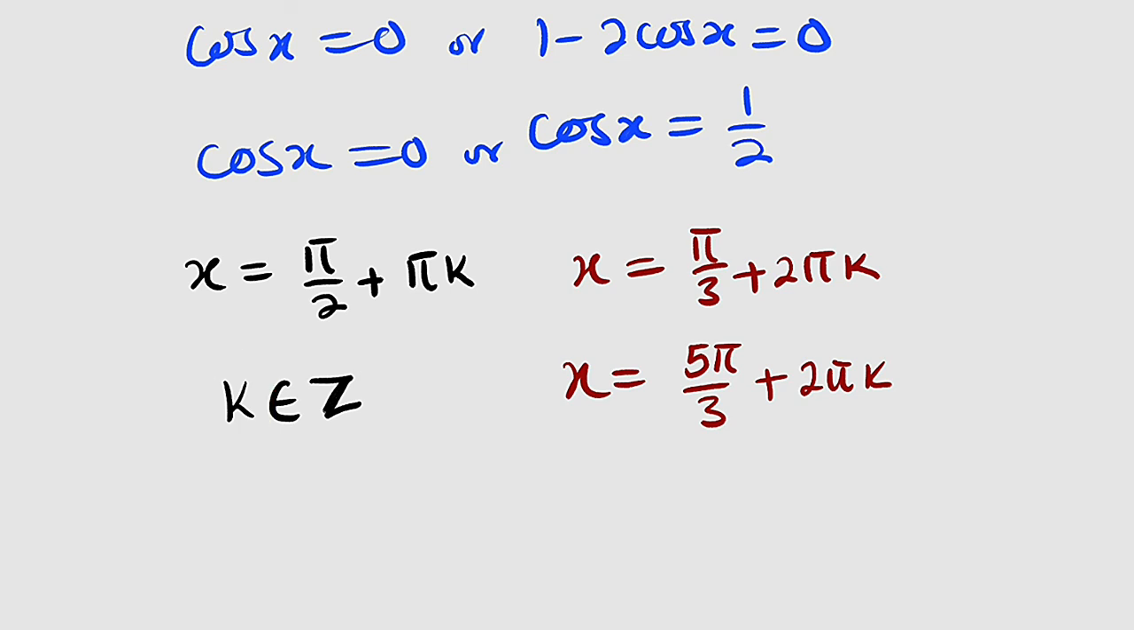So these are the three solutions we obtained. X could either be equal to pi divided by 2 plus multiples of pi. X can also be equal to pi divided by 3 or 5 pi divided by 3 plus multiples of 2 pi.